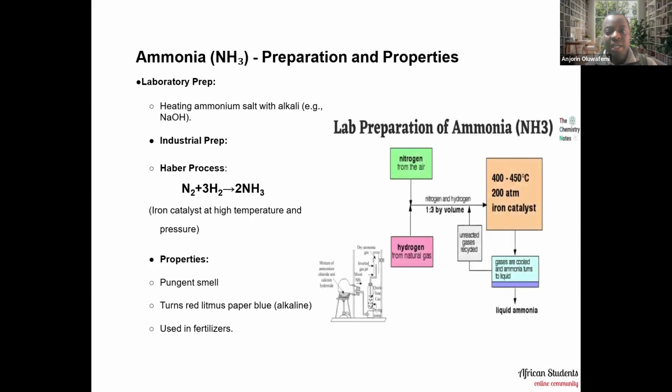So this is the setup for the preparation of ammonia. That is how it looks. So that's how we prepare ammonia in the laboratory. Okay.